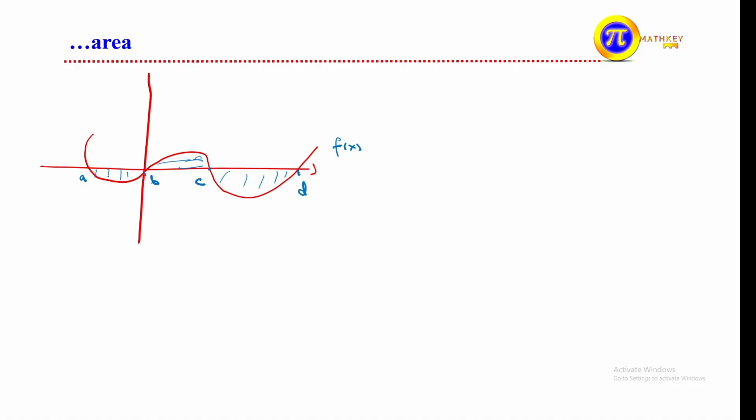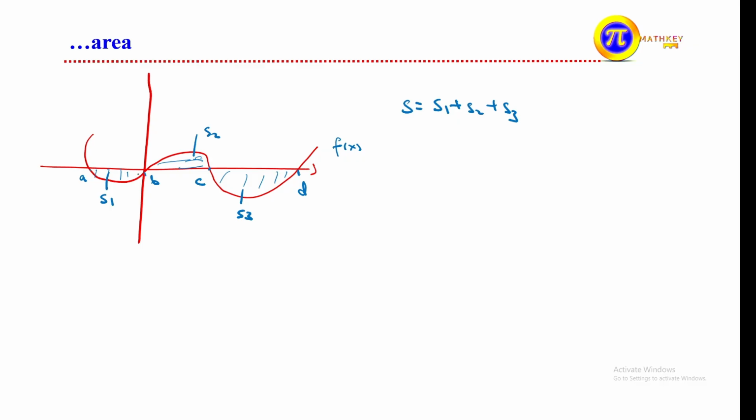So the area becomes the sum of these areas. Let's say this is S1, here is S2, and this one is S3. So the area of this figure is the sum of the three areas: S1 plus S2 plus S3. Why? Because if we are asked for the area between the graph of f and the x-axis, it means this.